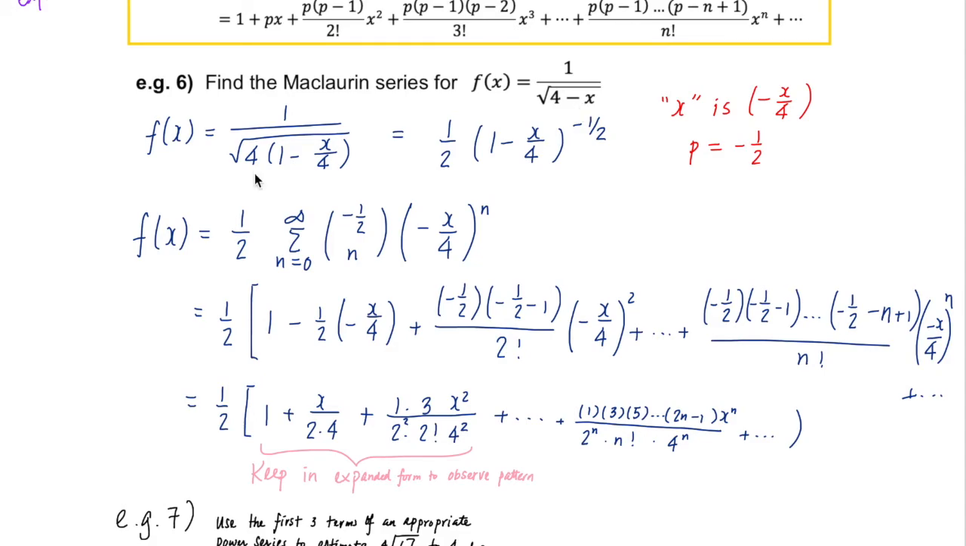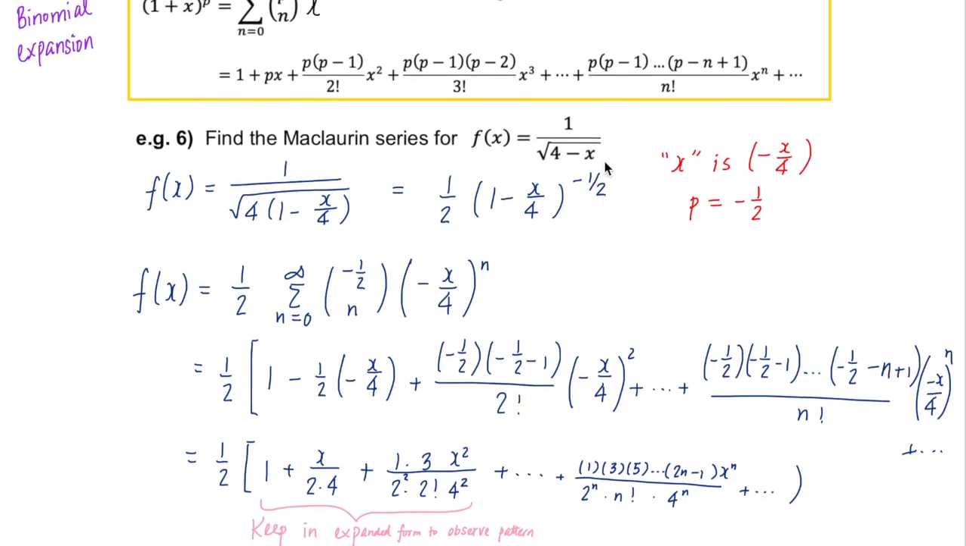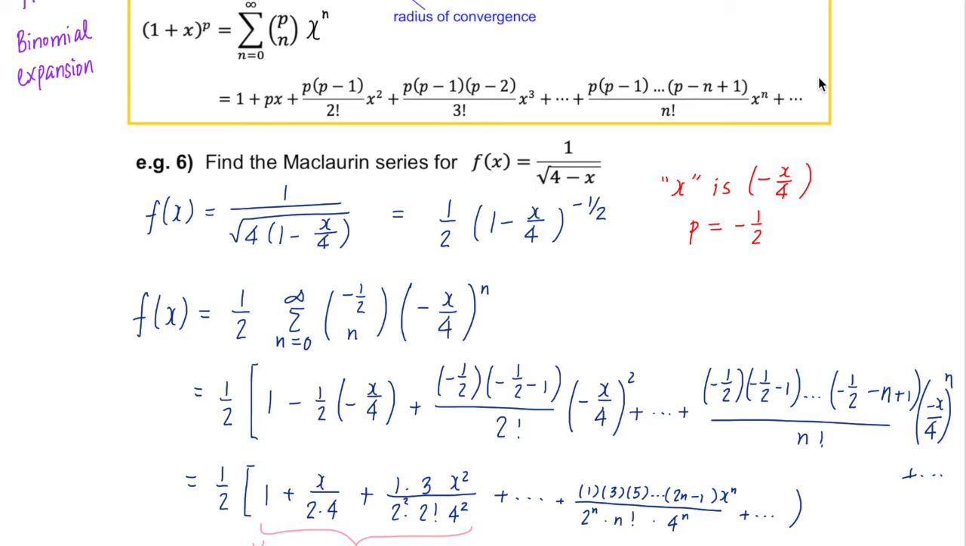So let's rewrite f of x as 1 over root 4 times 1 minus x over 4. So I've factored out 4. And then this gives me 1 over root 4, which is 1/2, times 1 minus x over 4 to the power of negative 1 over 2. So if you compare this expression and the formula above, your so-called x is now replaced by negative x over 4. And your so-called k, the exponent, is now negative 1/2, okay?